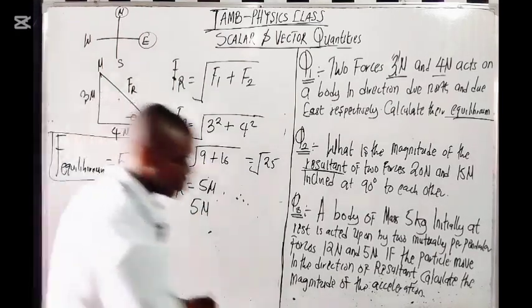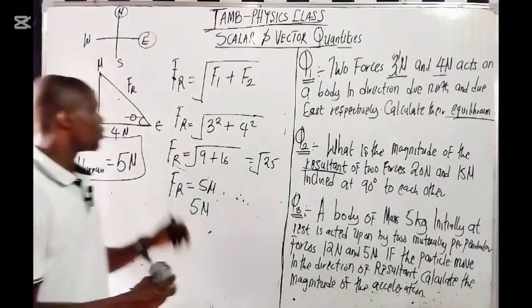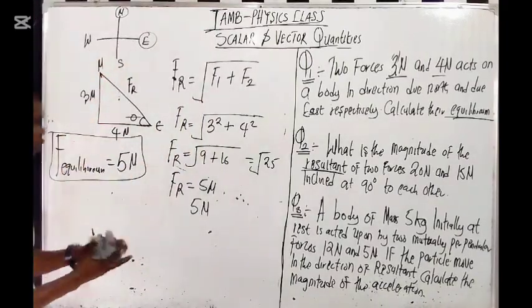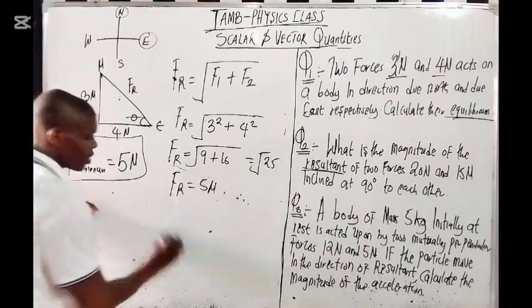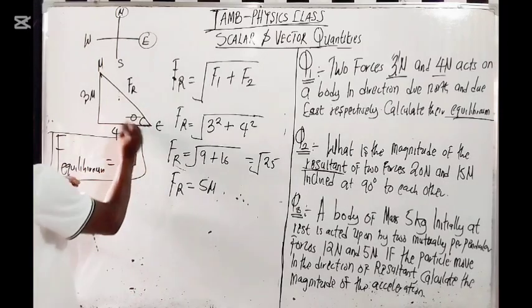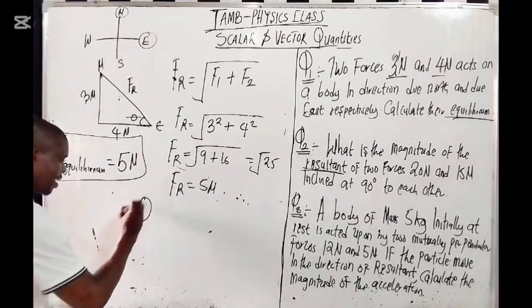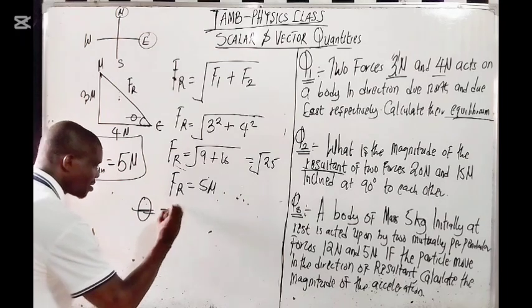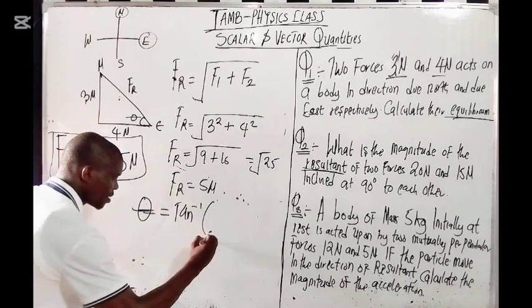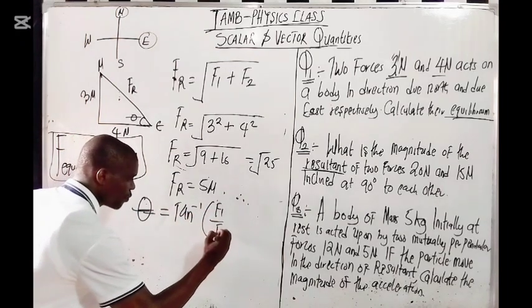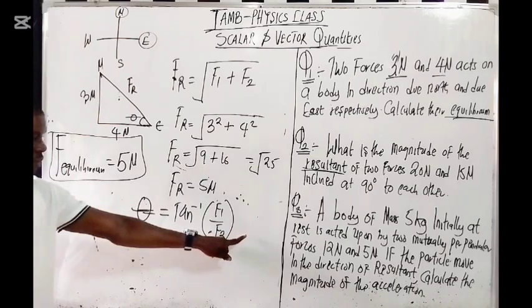We have not got to the direction, the angle. Let's get the angle. We are not done with it yet. Let's get this angle here. So my theta, remember, theta is equal to tan inverse of F1 over F2, right? Do you understand?